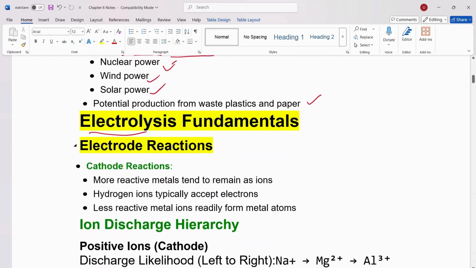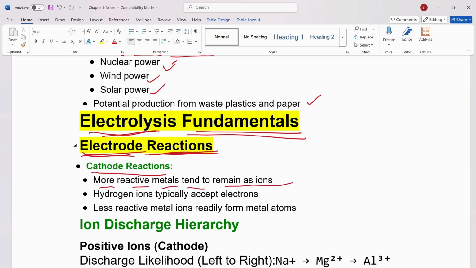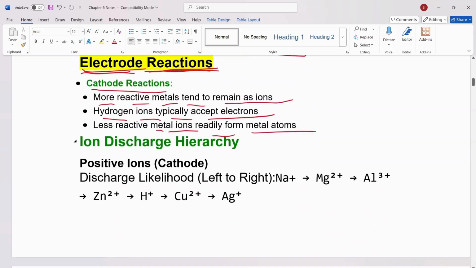Now, let's talk about electrolysis fundamentals, electrode reactions. In electrolysis fundamentals, the first thing is electrode reactions. In electrode reactions, the first thing is cathode reactions. So, what are cathode reactions? More reactive metals tend to remain as ions. Hydrogen ions typically accept electrons. Less reactive metal ions readily form metal atoms.